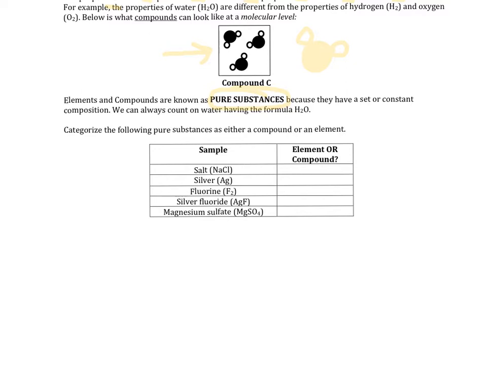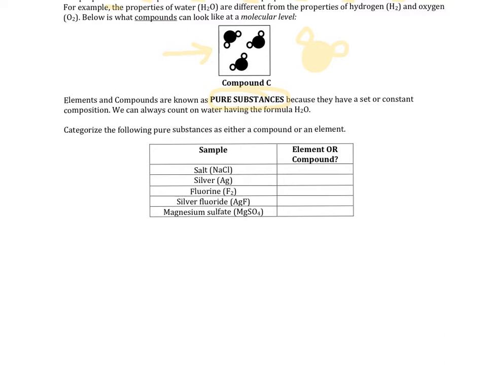It's always the same. No matter where you go, water is H2O. It doesn't matter where it comes from. If it's just water, it's always going to be 2 H's for every 1 O. It's a set composition. So below we've got a table here, and we have to decide whether that sample is going to be an element or a compound.